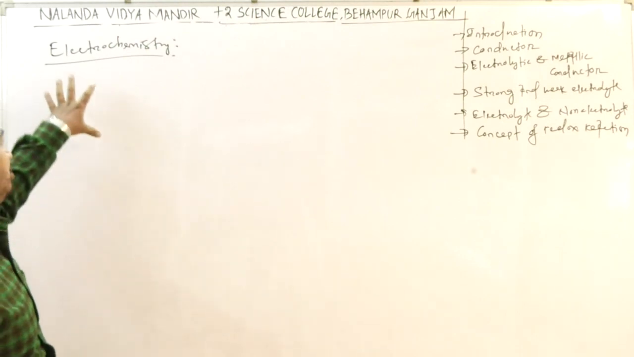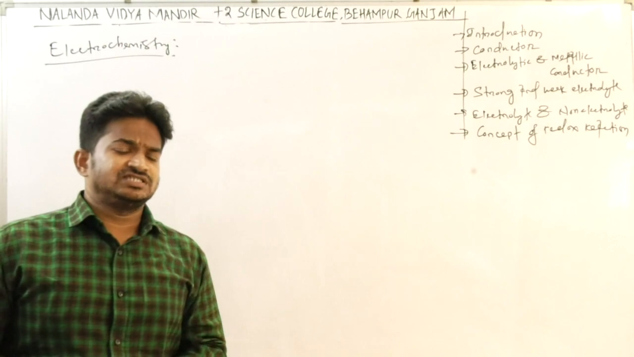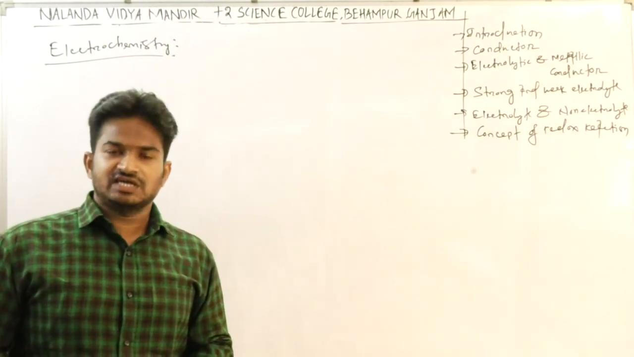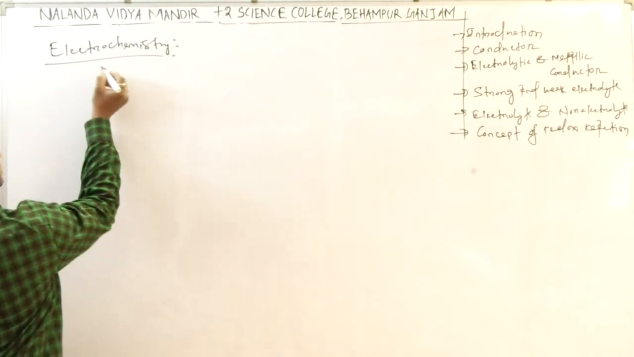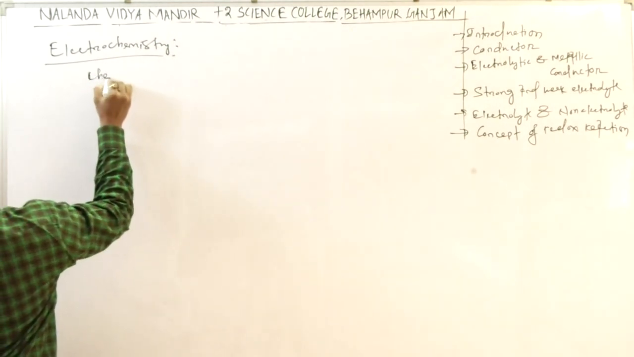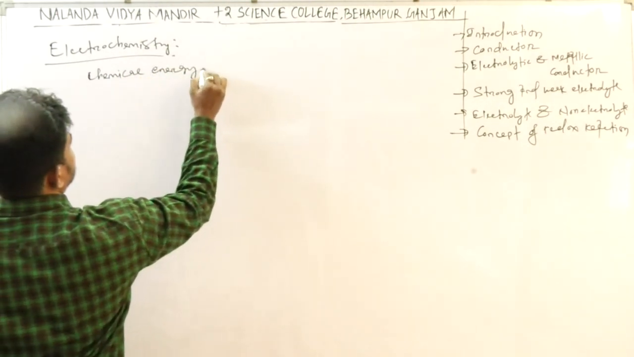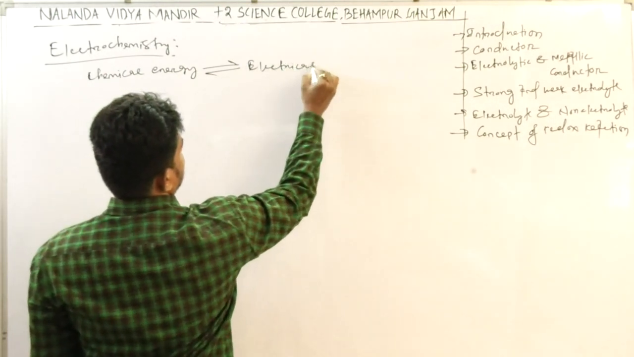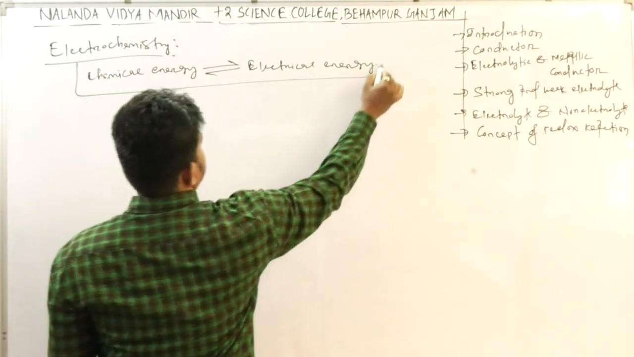So come to the point, that is electrochemistry. What does electrochemistry mean? Electrochemistry is nothing but the interconversion of electrical energy and chemical energy. In the simplest way, we can mention it as the interconversion of chemical energy and electrical energy.